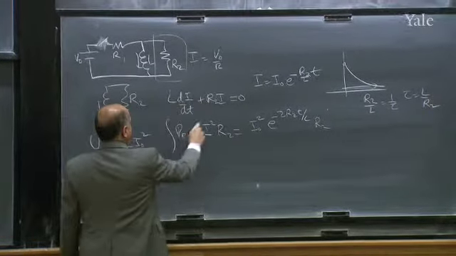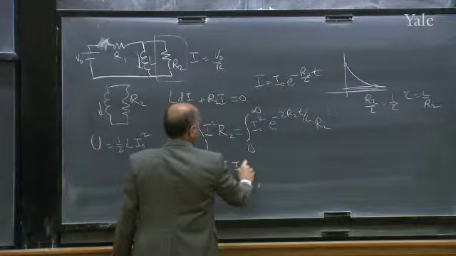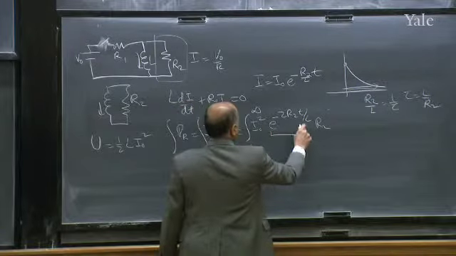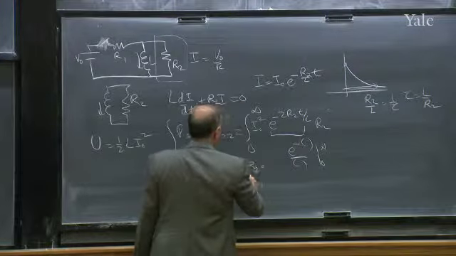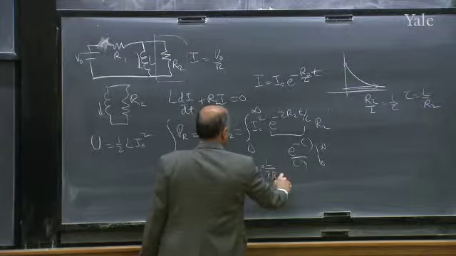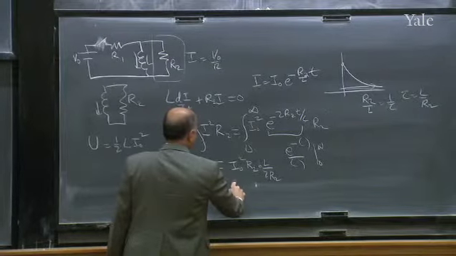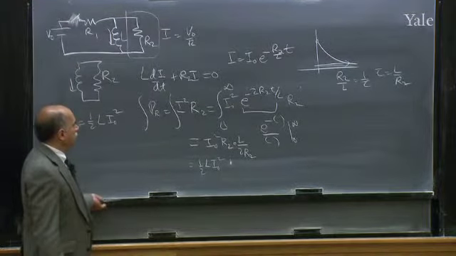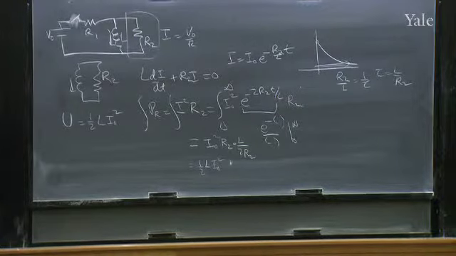Now we integrate this power from 0 to infinity. You will get I naught squared R2. The integral of e to the minus something is e to the minus that divided by that, infinity to 0. I can promise you that what you will get will be L over 2 R2. That'll give you then 1/2 L I naught squared. So it's not a surprise that the stored energy in the inductor is driving a current.